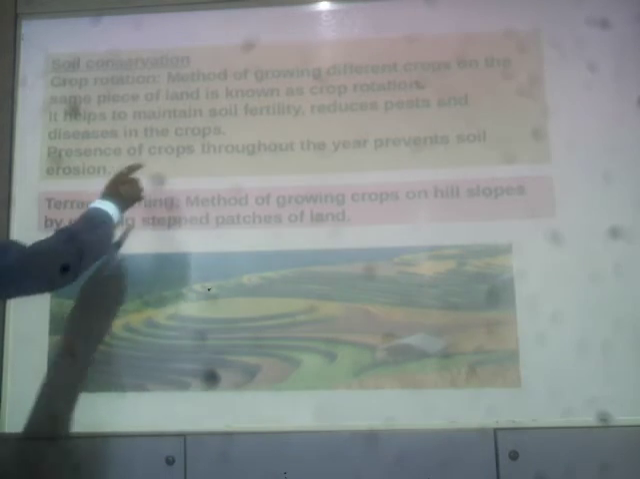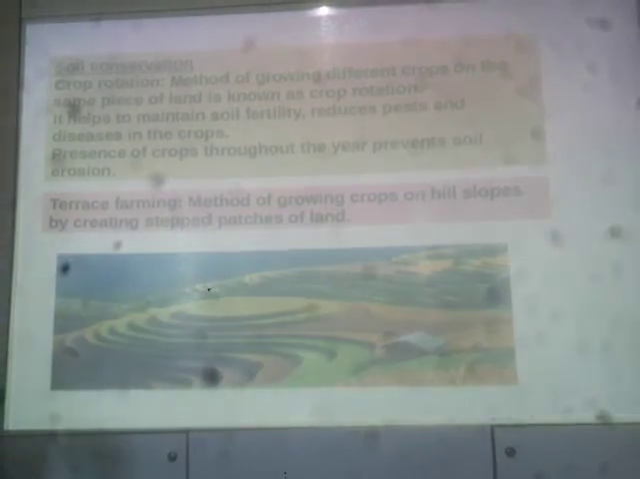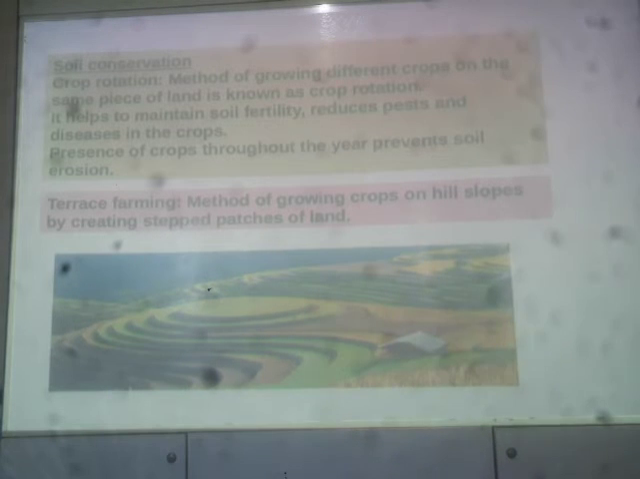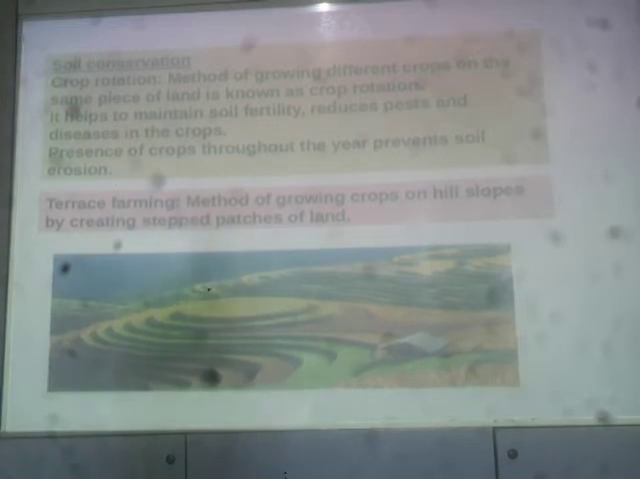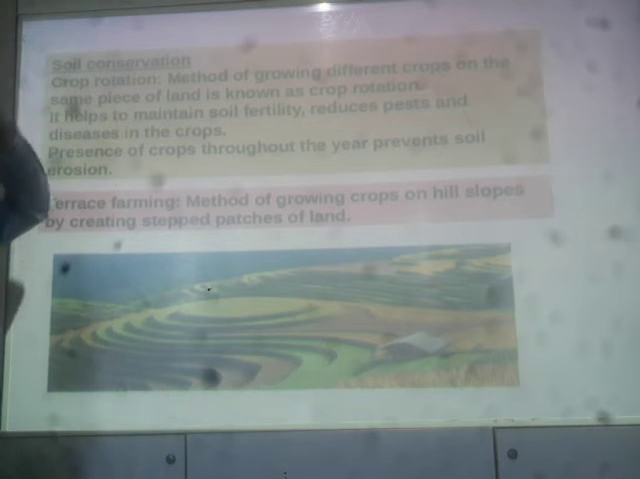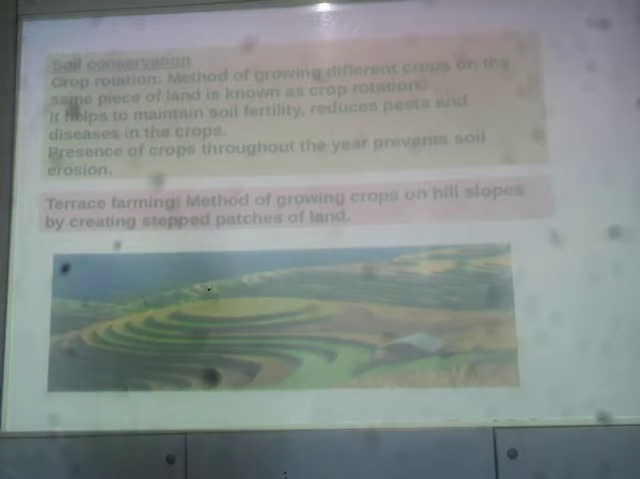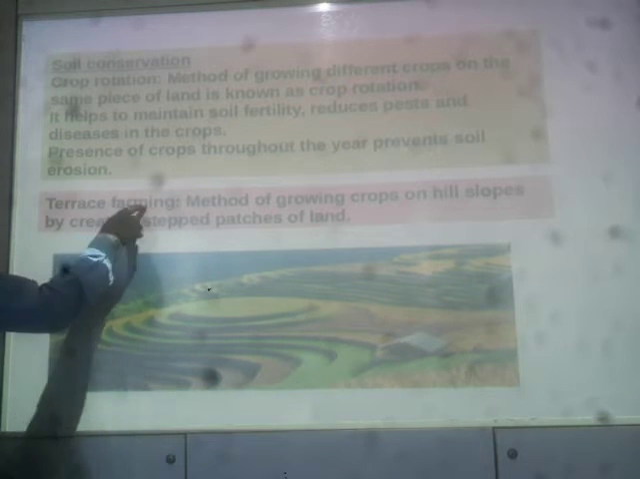Moreover, the presence of crops throughout the year prevents soil erosion. If we grow multiple, different crops on the same piece of land, then because of the different seasons of different crops, they will remain in the field throughout the year, and this prevents soil erosion. So the first method of soil conservation is crop rotation. Another thing is terrace farming.